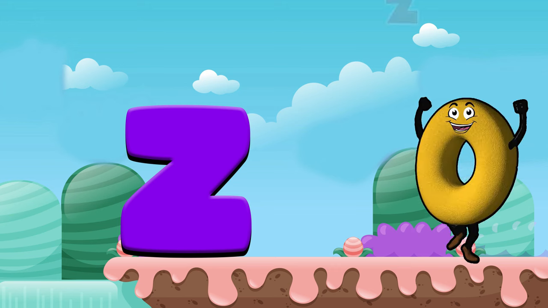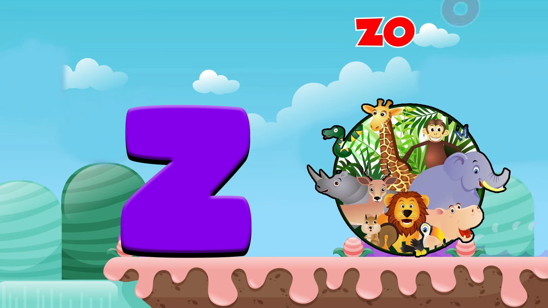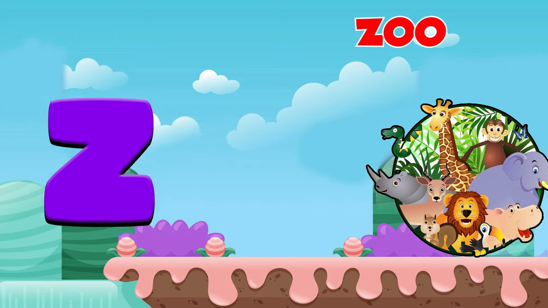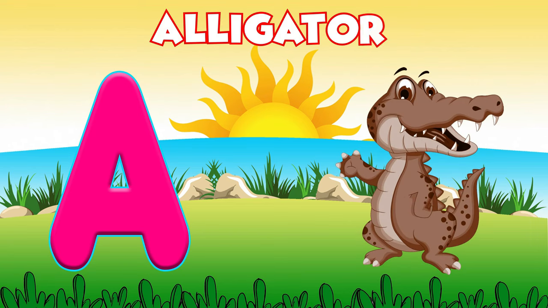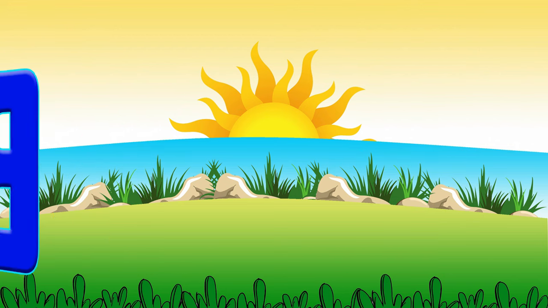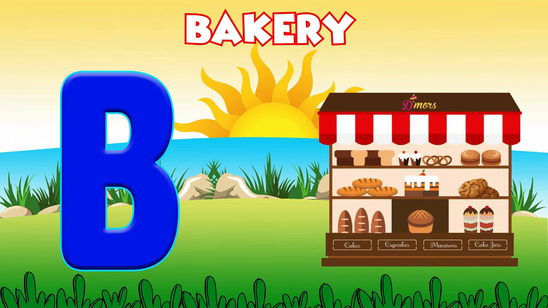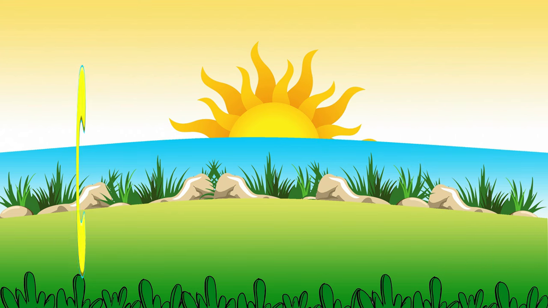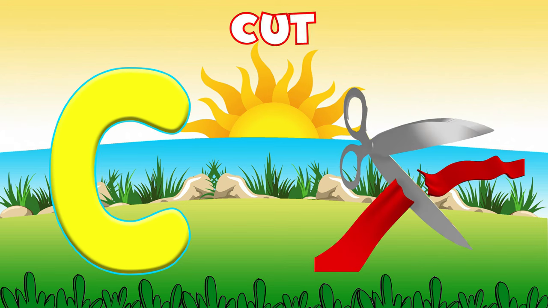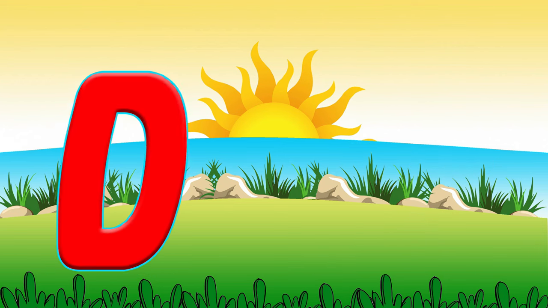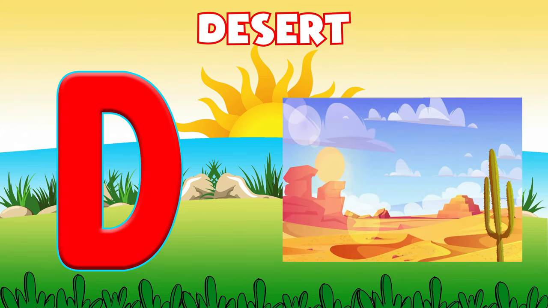Z. Z for zero. Z for zoo. A. A for alligator. B. B for bakery. C. C for cut. D. D for desert.